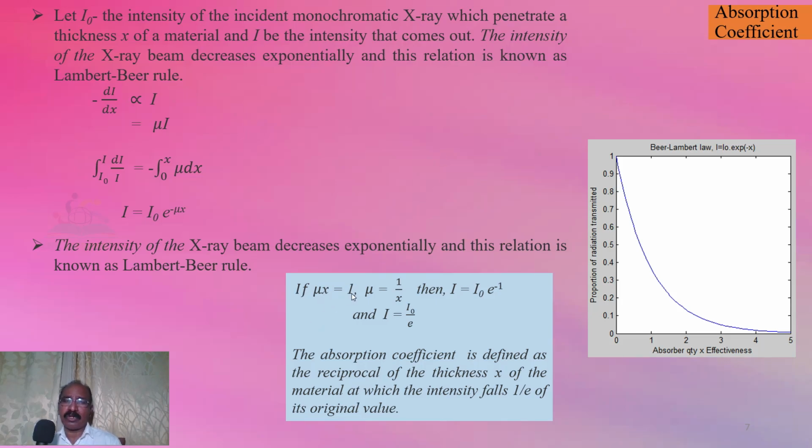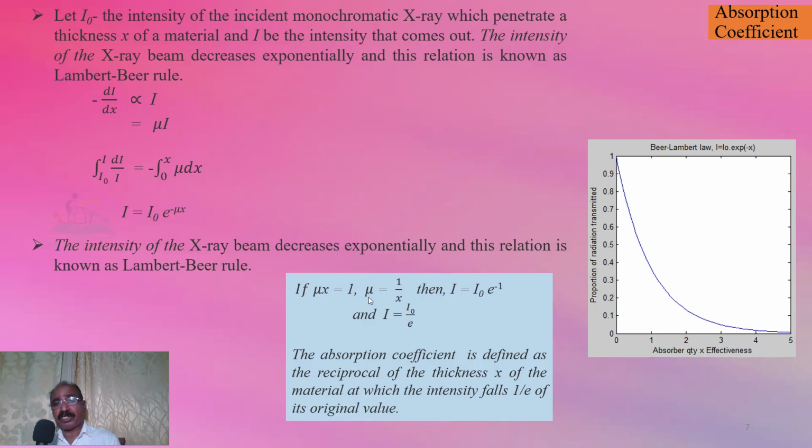Suppose mu x equal to 1, what happens? In this equation we substitute I equal to I0 into e to the power of minus 1. Therefore, I equal to I0 by e. Therefore, we take a condition that mu x equal to 1. If mu x equal to 1, mu equal to 1 by x. So from here we can define the absorption coefficient mu equal to 1 by x, the reciprocal of the thickness x.